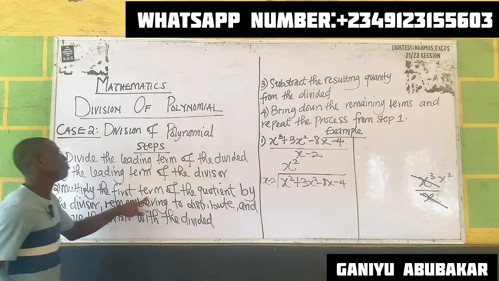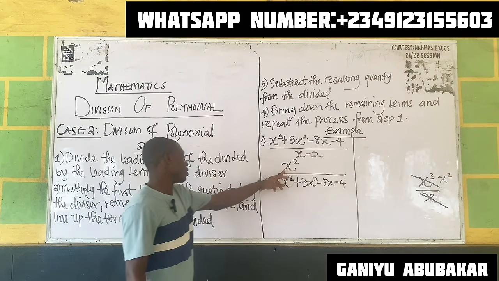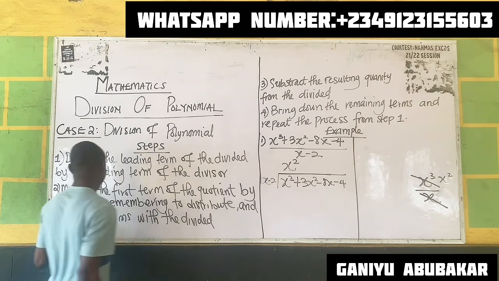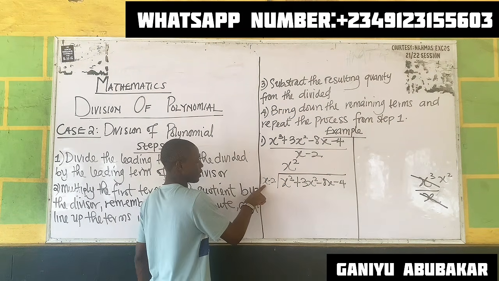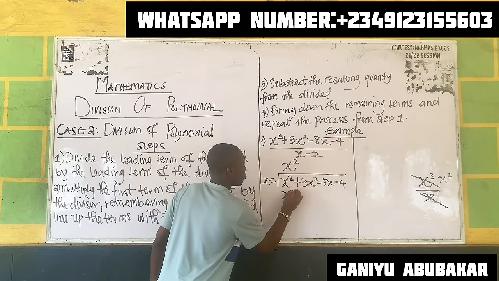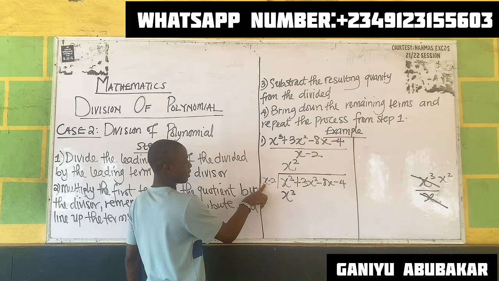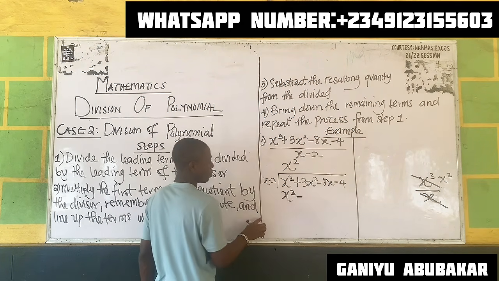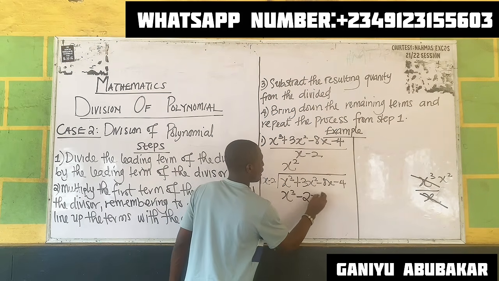Multiply the first term of the quotient, which is this one here, by the divisor, by this divisor here. So I'll have x squared times x, that gives you x cubed. Observe please, x squared times the first term x gives x cubed. This is a minus sign, so I have minus x squared times 2, that gives you 2x squared.